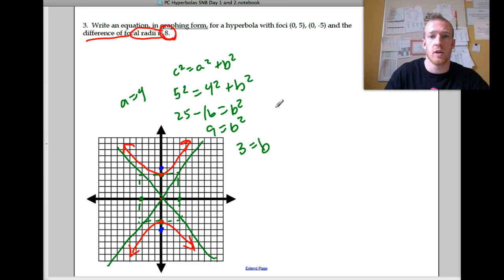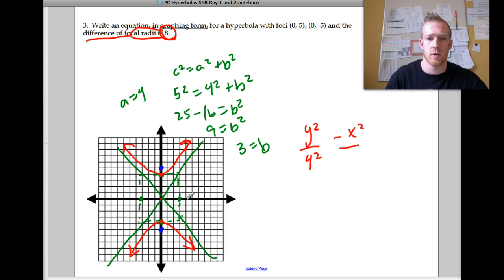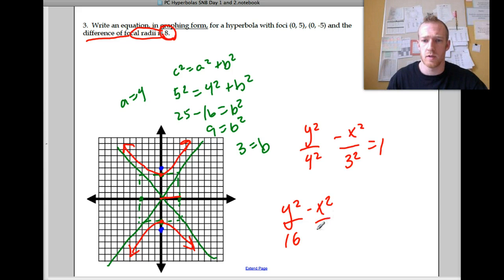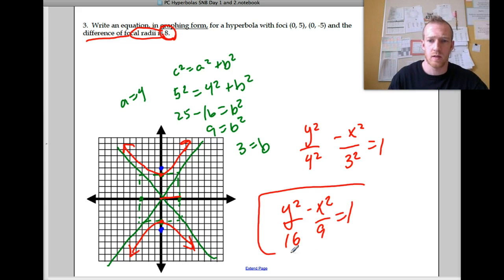And we want to write the equation in graphing form. So it's centered at the origin, opens up, so it's a y squared minus an x squared over our distance here, a is 4, so that's a 4 squared, over our distance here, b is 3, that's a 3 squared, so that equals 1. So we have y squared minus x squared, this is over 16, this is over 9, equals 1, and that is it. So pause it, bounce back and forth between the slides if you need to, and that's how to do it.